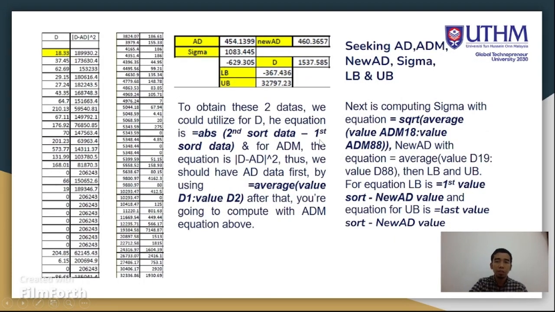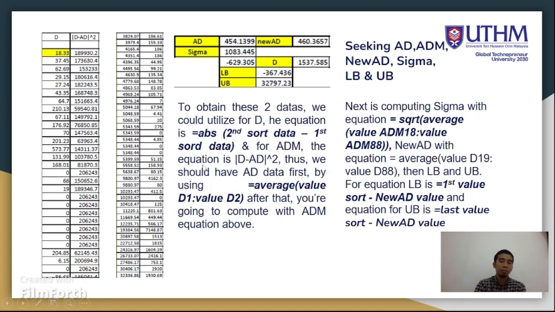Next is seeking AD, absolute data, and then we're looking for ADM, UAD, sigma, low bound, and upper bound. So this is the data I've gotten from the process. To obtain these two data, we could utilize D. So we use this D as our central data in this step. The equation to get the absolute data is equals ABS, taking the sequence of data minus the first place of data, and we'll have this column of data.